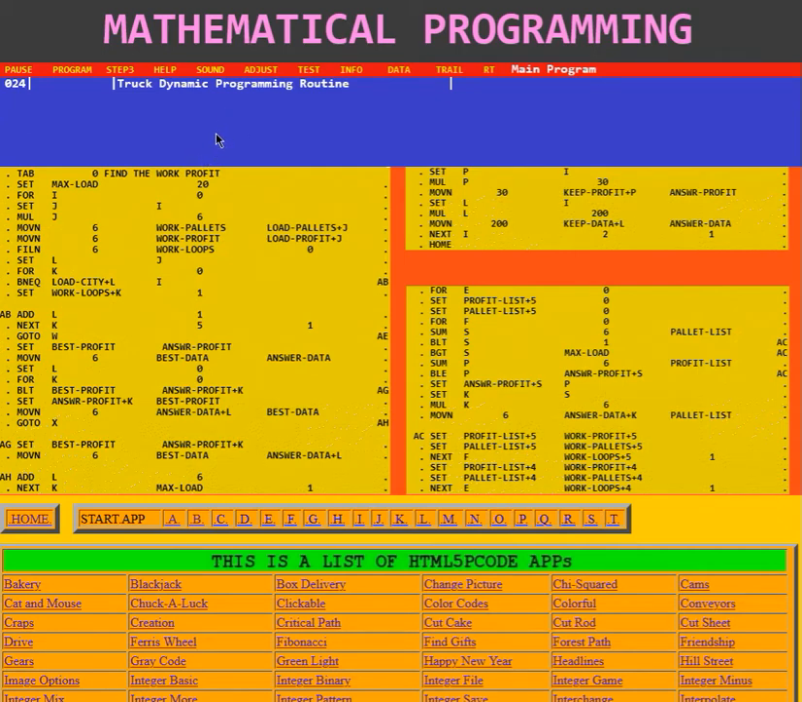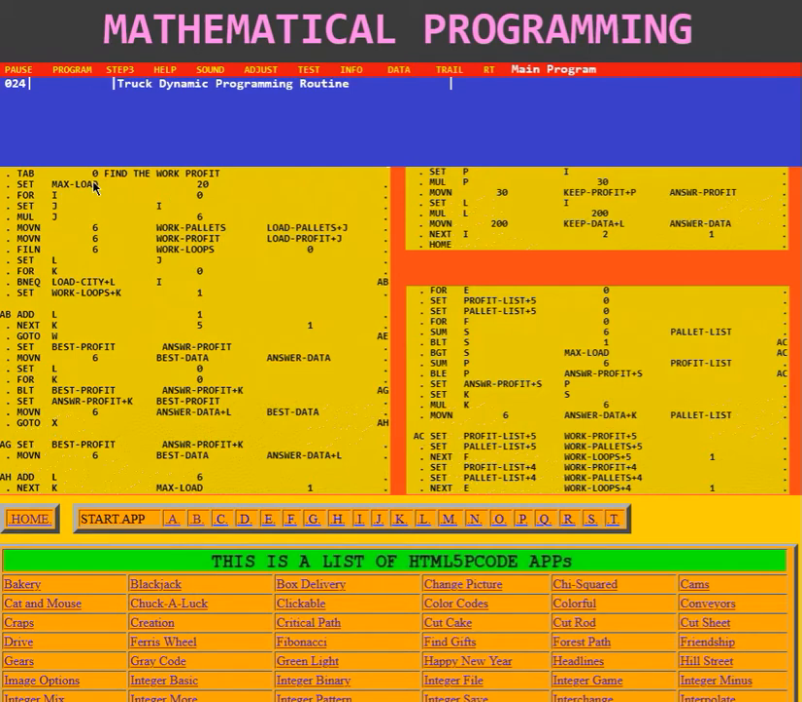This is the video for the truck dynamic programming routine. Here on the left is the beginning of the routine, and over here on the top right is the end of the routine. But this routine calls a subroutine, and here is part of that subroutine that it calls.